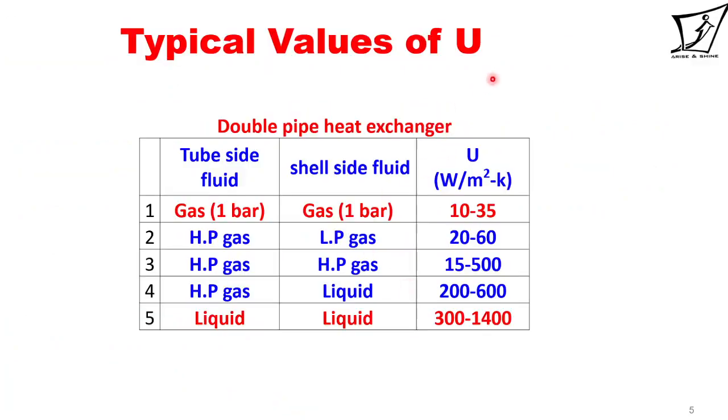Now typical values of overall heat transfer coefficient. Irrespective of the type of heat exchanger, the overall heat transfer coefficient will be minimum for the heat exchanger which facilitates heat exchange between gas and gas, and this value varies from 10 to 35 watt per meter square Kelvin, whereas the overall heat transfer coefficient U will be very high for heat exchange between two liquids, with values ranging from 300 to 1400 watt per meter square Kelvin.